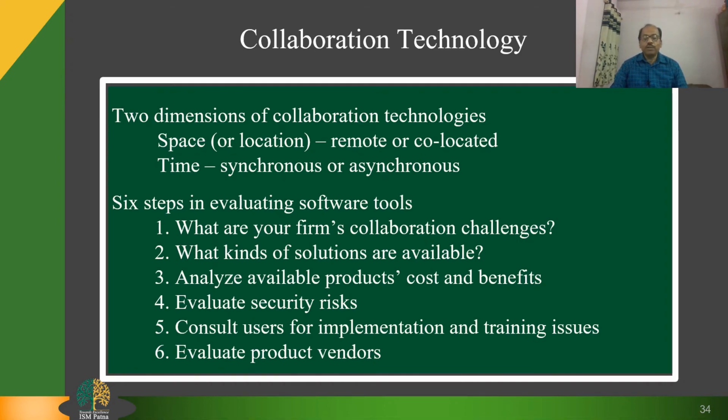Some teams may need to work together in real time, while others may simply need shared documentation. In analyzing collaboration tools by the space or time dimension, we determine what types of tools will solve our problem. The 6 steps which are enlisted on the screen in evaluating software are applicable not only for collaboration tools but any software solution for the company. First, determine the challenges or problems, then look for solutions for these particular problems, and so forth.